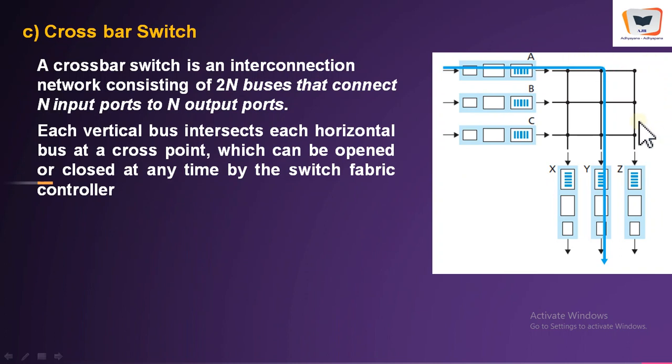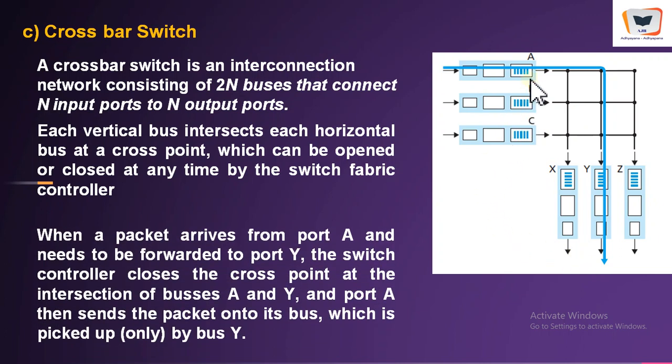Each vertical bus intersects a horizontal bus at a cross point, so every packet can cross over here. All these points become the intersection of horizontal buses and vertical buses, which can be opened or closed at any time by the switch fabric control. If a packet wants to move in one direction, a switch should be opened, not allowing the packet to move further, only to take a turn in this direction, because a packet from B is destined to go towards X. When a packet arrives from port A and needs to be transferred to port Y, the switch controller closes the cross point at the intersection of buses A and Y.